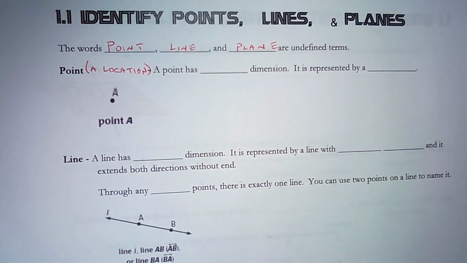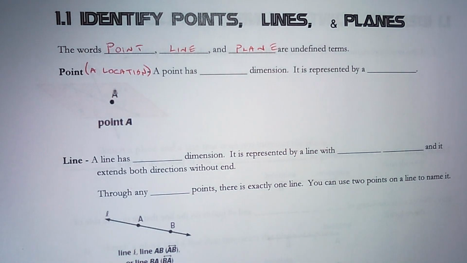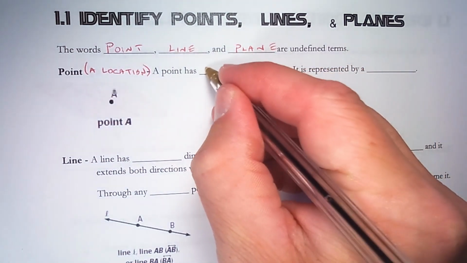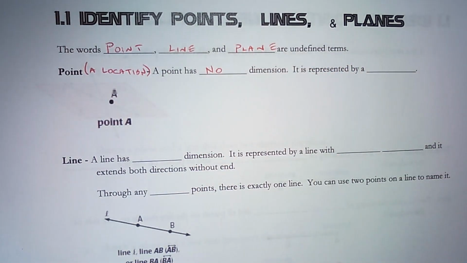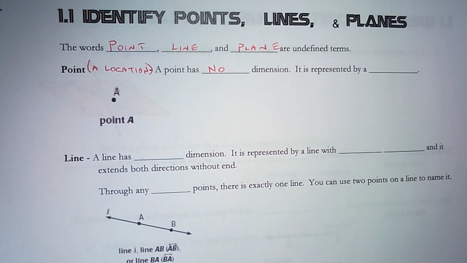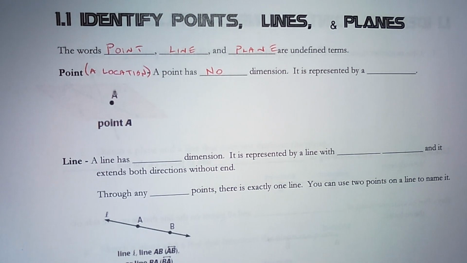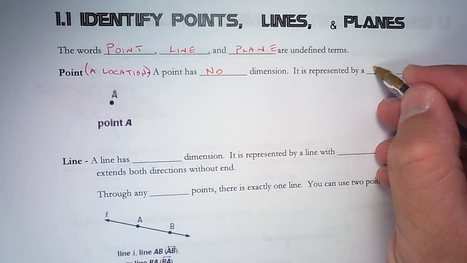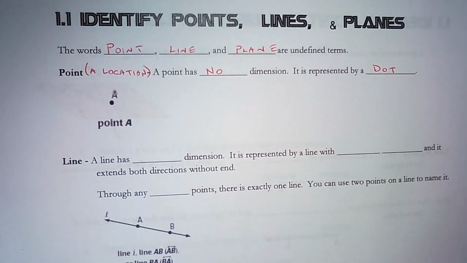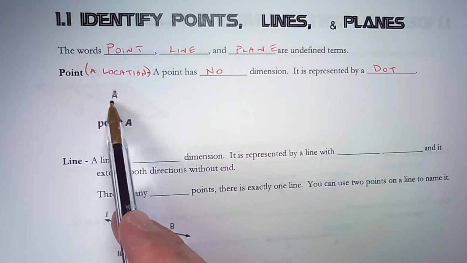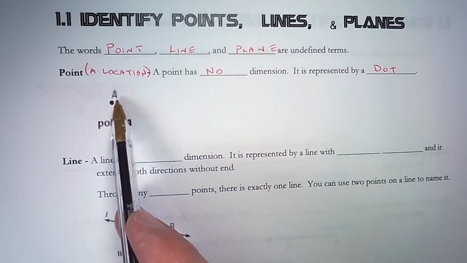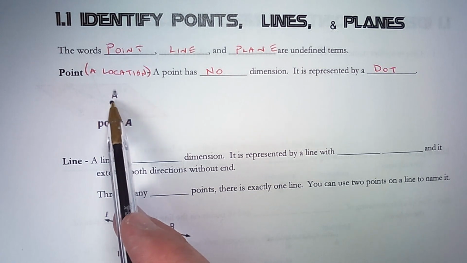It's a spot in space. A point has no dimensions. It has no length, no width, no height, which means technically our eyes can't even see a point. So in order to see it, we represent it with a dot. So when we see a dot, we consider that a point. It's two-dimensional. It's got some length. It's got some width. That way our eyes can actually see it.